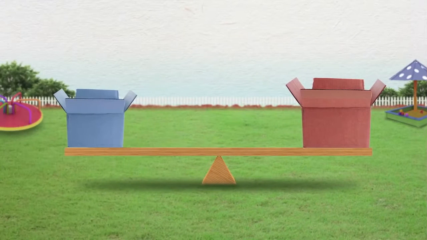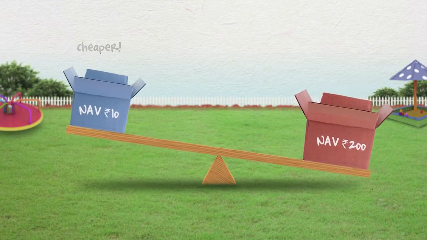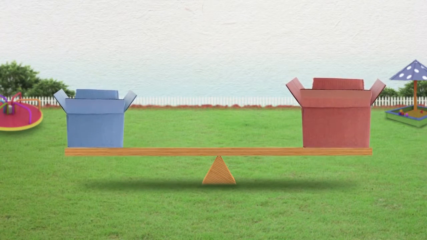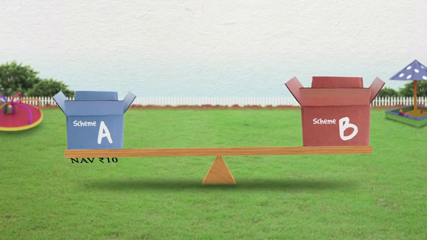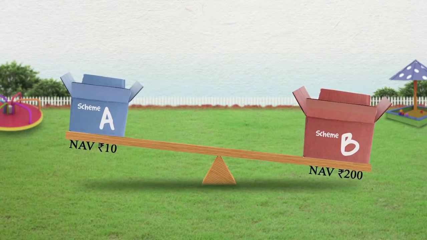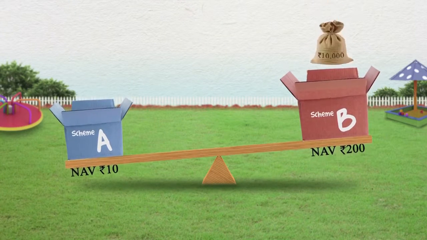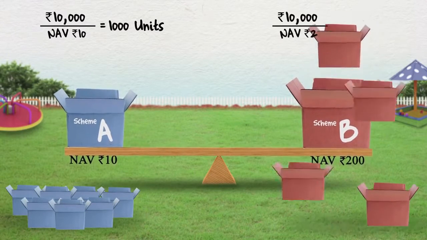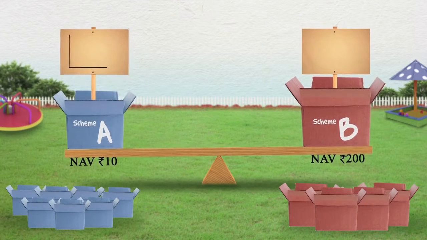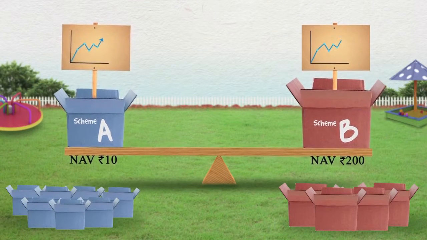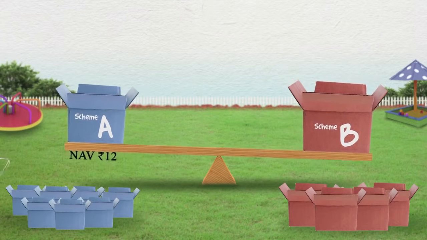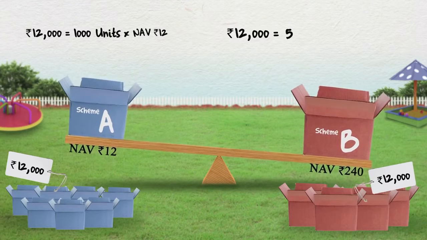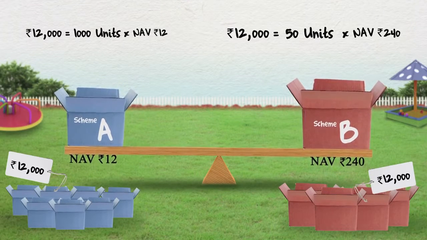Many of us think that a fund with an NAV of rupees 10 is cheaper than another fund with an NAV of rupees 200. Not really. Say you know of 2 schemes, A and B, with the NAV of rupees 10 and rupees 200 respectively. You invest rupees 10,000 in each scheme at the beginning of the year, giving you 1,000 units of scheme A and 50 units of scheme B. That year, both schemes perform well, making the portfolio value rise by 20%. The value of 1,000 units in scheme A is now rupees 12,000 and of the 50 units in scheme B is now also rupees 12,000.